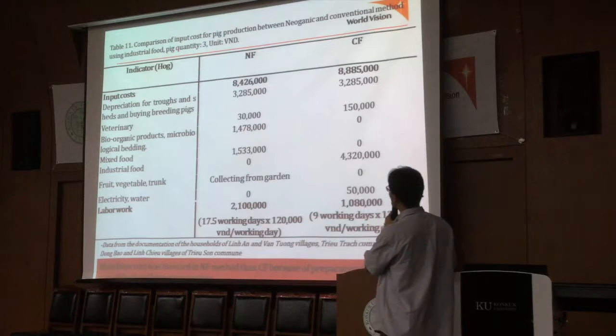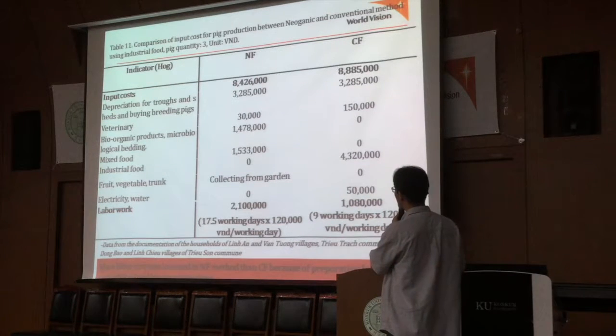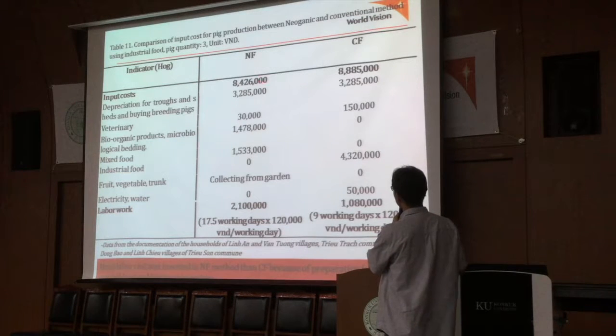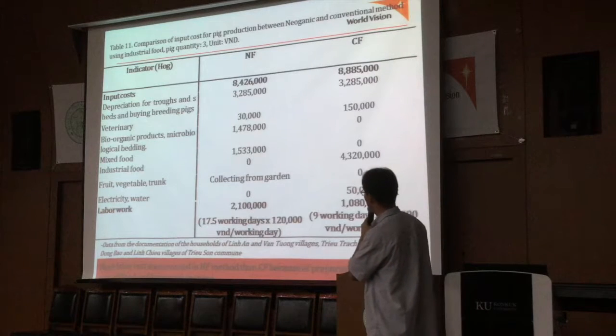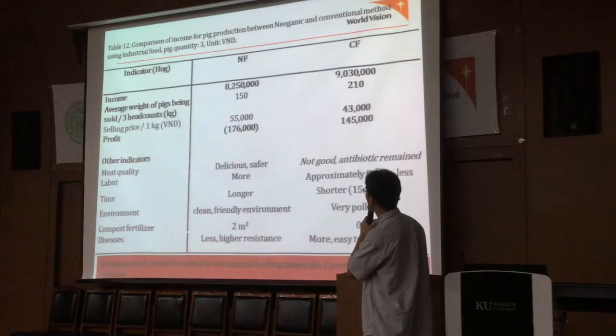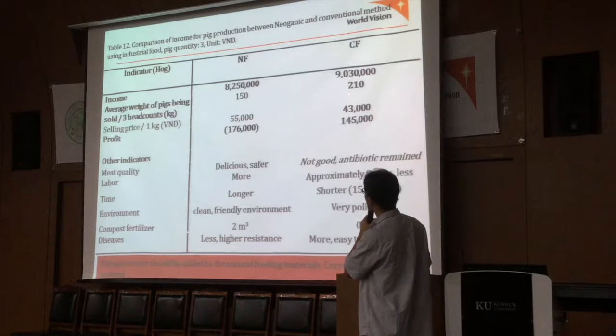But for the pig, there are also big input cost differences, though most are almost the same. This is because of the labor work to prepare the mixed food or the bio-organic product. The income is a little bit lower than the CF because the final product weight is lower than the CF.